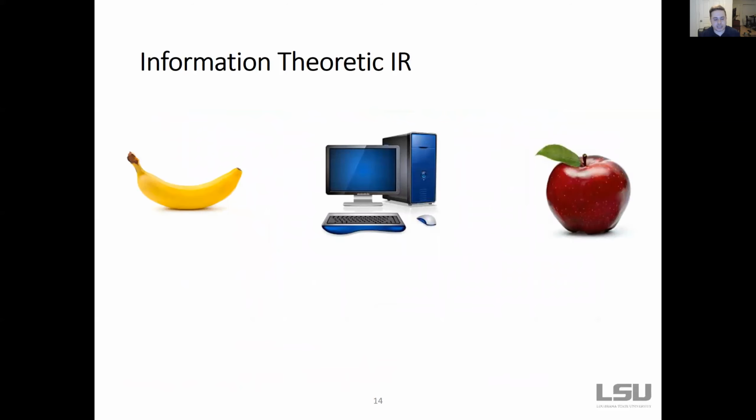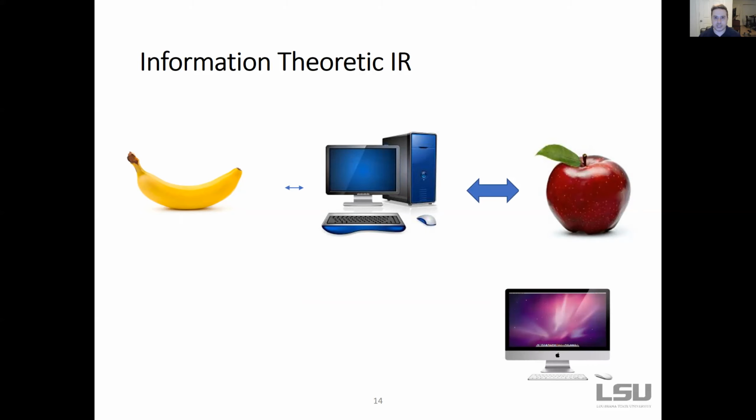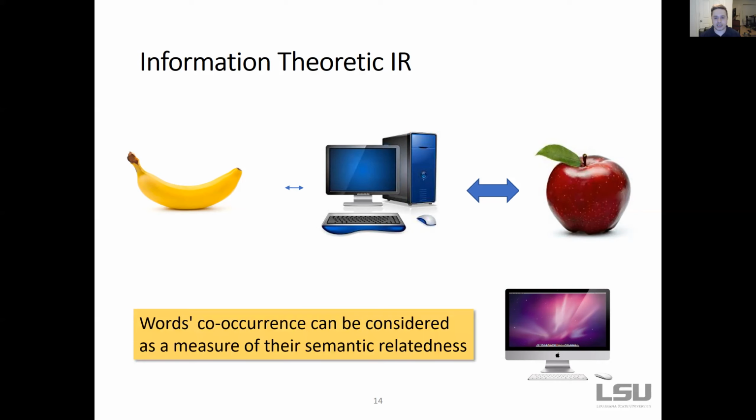The third set of methods we consider in our analysis is the information theoretic methods. Information theoretic methods depend on co-occurrence statistics. For example, if you ask any person with common sense which is closer to a computer, a banana computer or an apple computer, most people would say an apple computer. Even though if you open an English dictionary, both words, banana and apple, stand at the same distance from computer because they're both fruits. However, because the words apple and computer appear together a lot, or co-occur a lot, they're considered more related. So word co-occurrence can be considered a measure of their semantic relatedness.